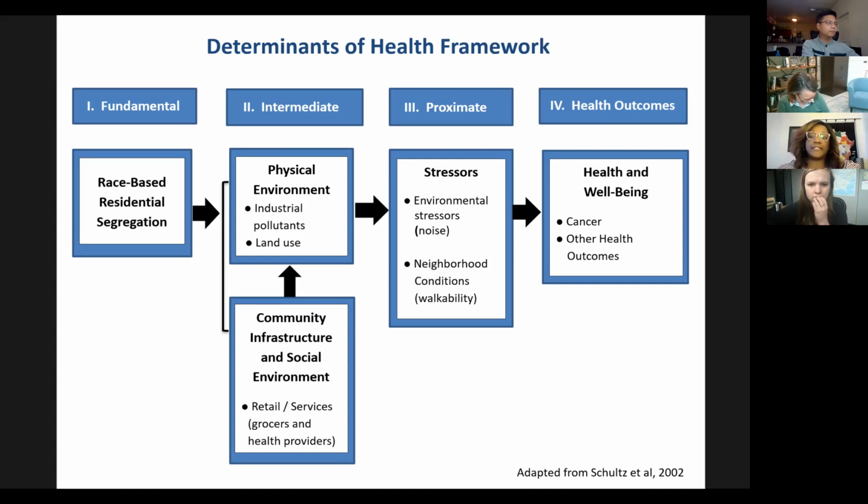Community infrastructure and the social environment also act as intermediate determinants of health, and they are heavily influenced by segregated neighborhoods. The proximate determinants are environmental stressors and neighborhood conditions, those things that pose a barrier to a healthy lifestyle and healing. For instance, the lack of sleep from noise from the trains that surround the community creates a disruption in the sleep-wake cycle, and sleep is when the body rebuilds and fights off free radical formations, which cause cancer.